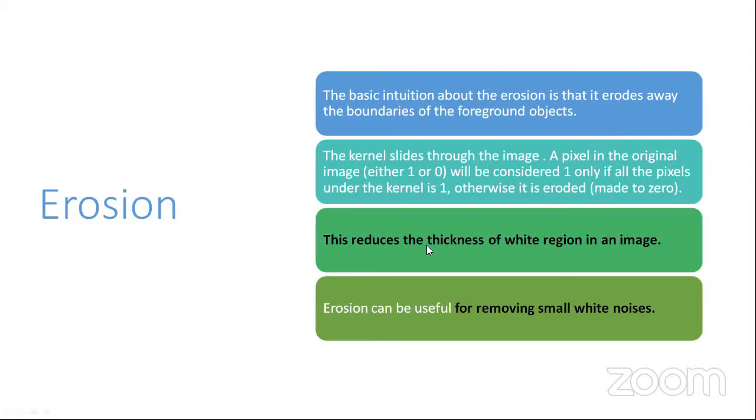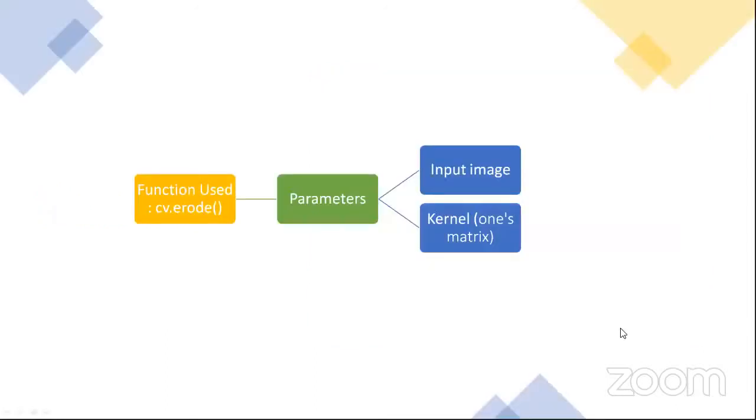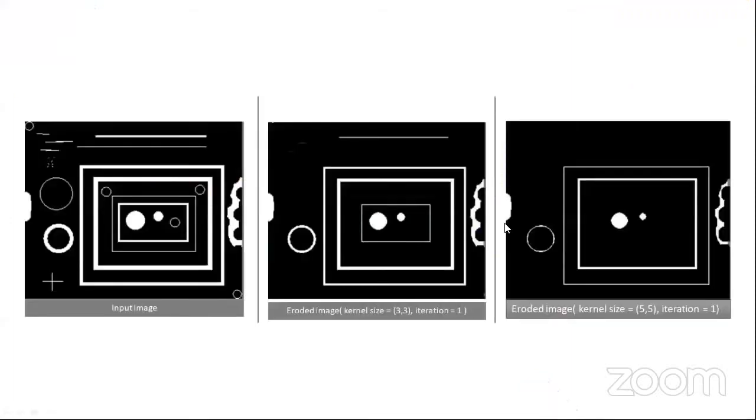So what's the use of it? It will help us to reduce the thickness of the white region in an image. Okay. Erosion can be helpful for removing all the white noise. We will see how. So this is the function cv.erode, which basically helps us to erode the image. The first parameter is the input image, the second parameter is the kernel, the dimension of the kernel. Okay. So this is the input image.